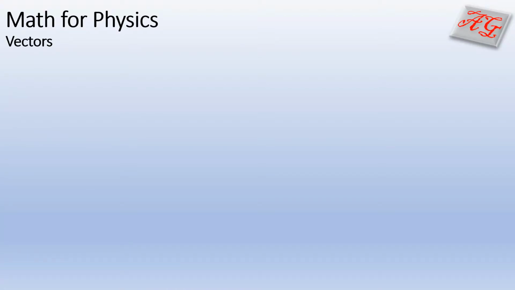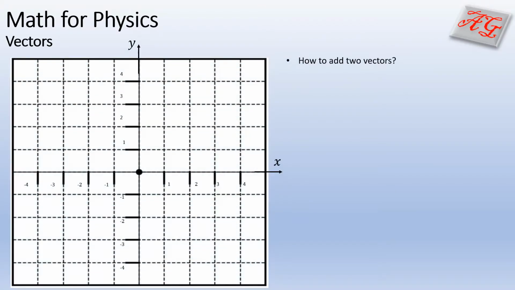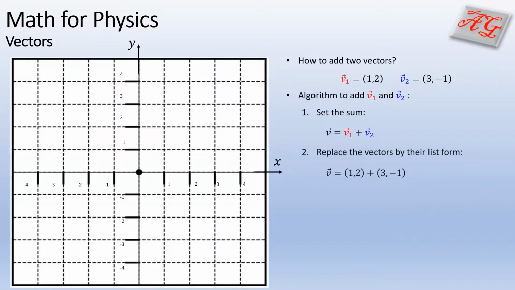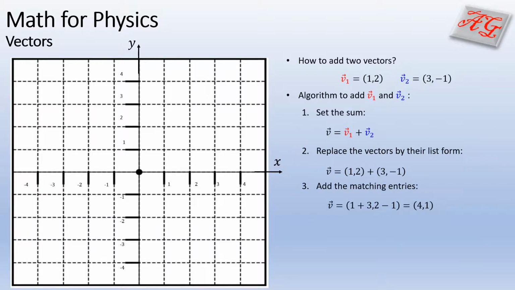So now the question is, how do we add two vectors? So let's define vector 1 as the vector 1 unit on the x-axis and 2 on the y-axis. In a similar way, we define the second vector as 3 units in the x-axis and -1 unit in the y-axis. So let's now look at the algorithm to add these two vectors. The first step is to set the sum to whatever it is. The second step is to replace the vectors by their list forms. And finally, add the matching entries.